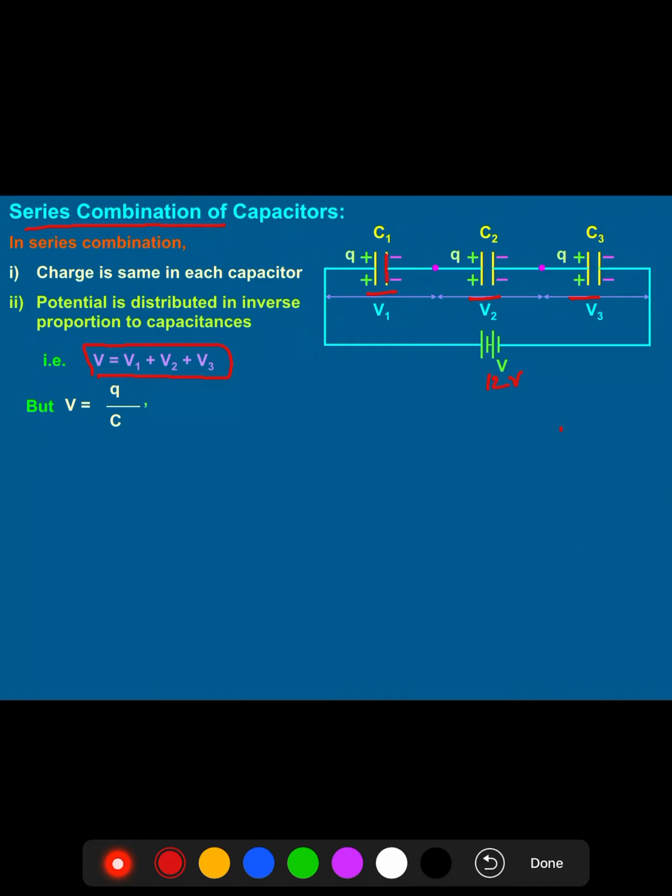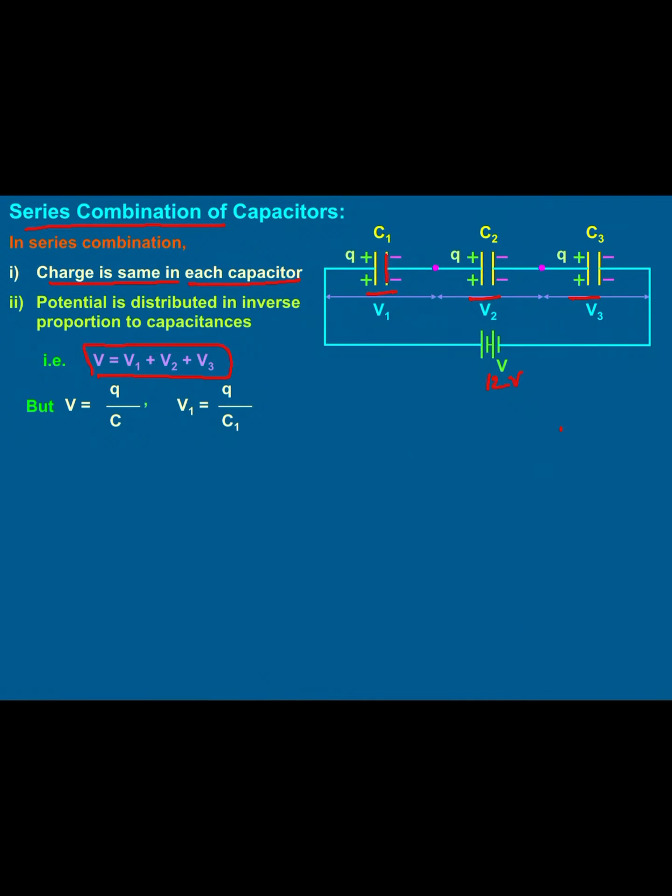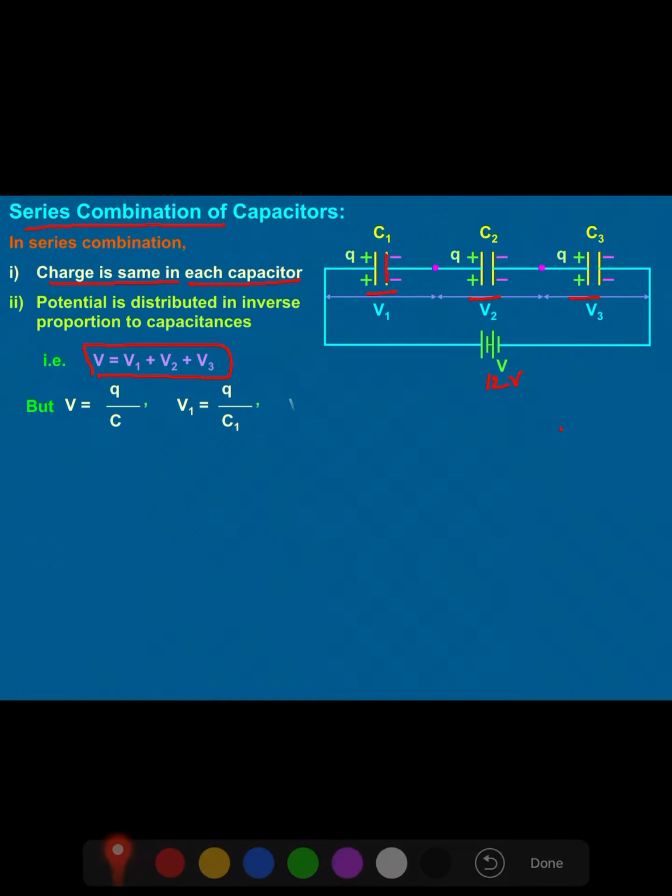Look here, this formula is very important. In case of series combination, V is equal to V1 plus V2 plus V3. And one more thing should be taken into account, that in series combination, charge is the same in all the three capacitors. See here, first capacitor, this capacitor and this capacitor, charge is the same, but potential here, here and here gets distributed.